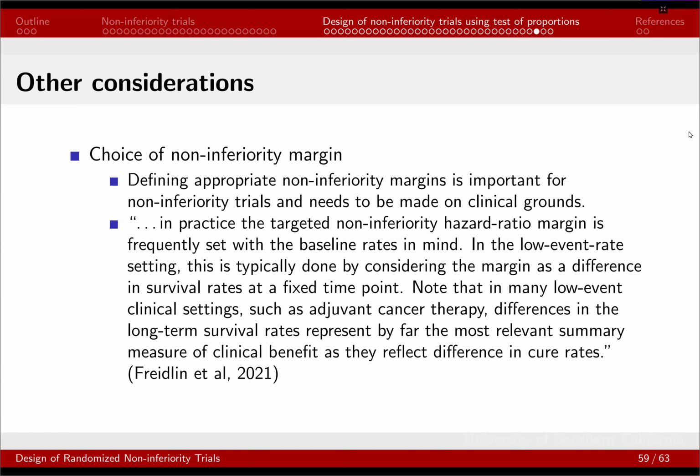This is very interesting because even when we design non-inferiority trials using the logrank test, this would be how we select the non-inferiority margin for the hazard ratio. But this is exactly how we should select the margins for the test of proportions. So I find that to be very interesting.